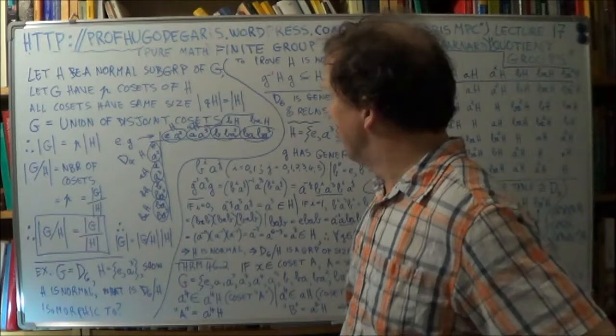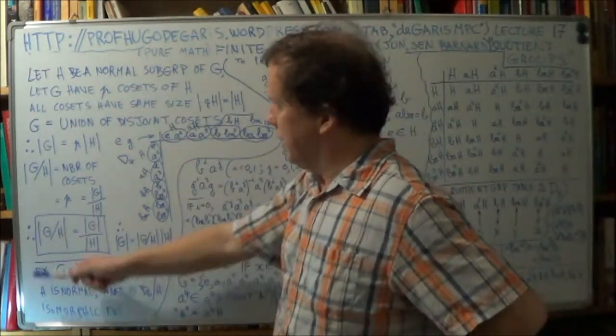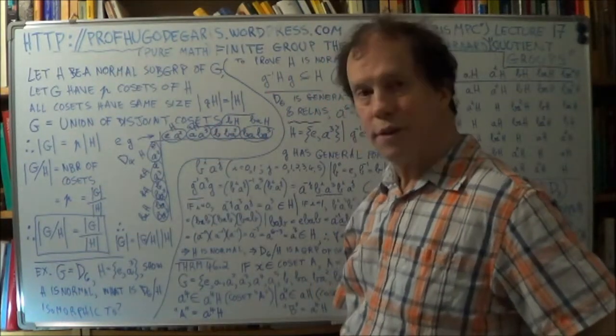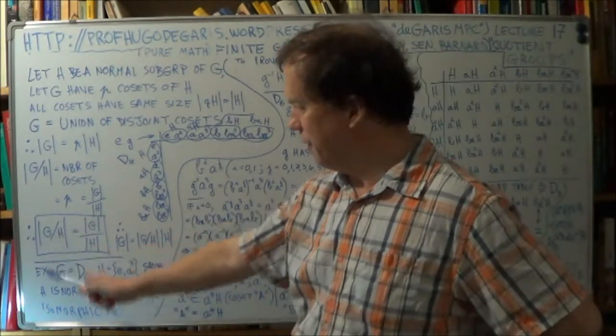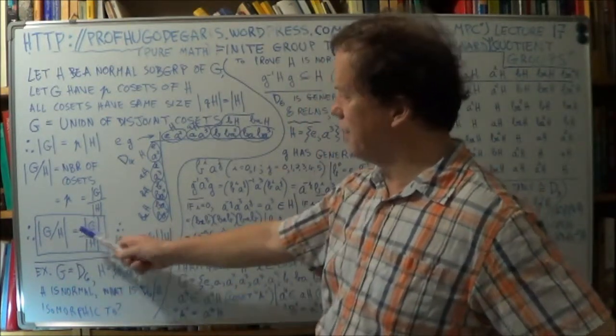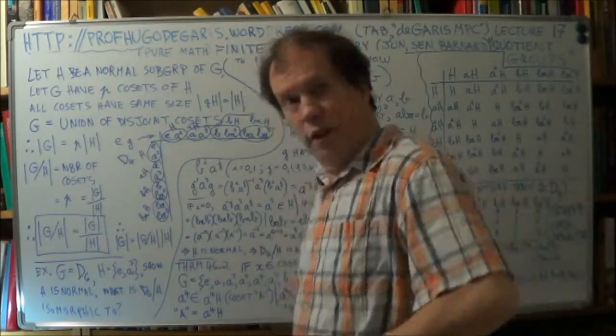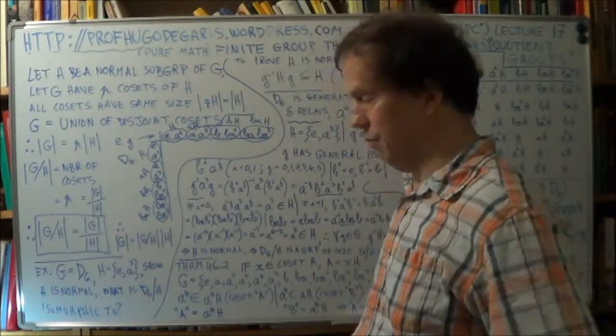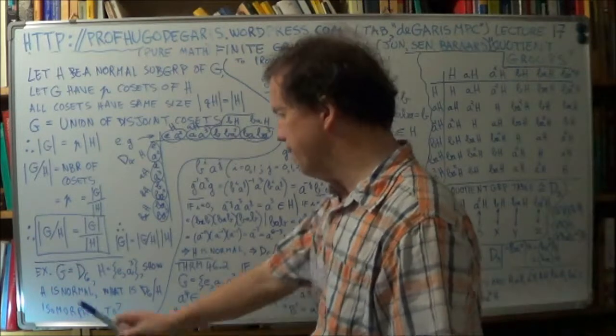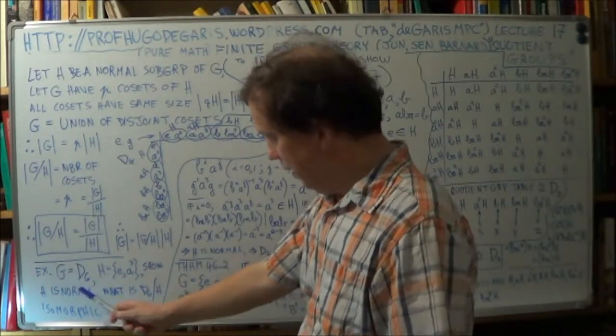Okay, so we know how to find the size now of a factor group. Very easy: just divide the size of the group by the size of the normal subgroup. Important. Okay, let's do an example now.